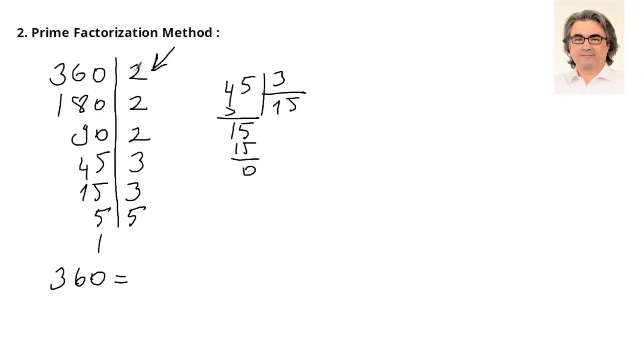360 is equal to 2 times 2 times 2. It means 2 to the power of third, times 3 times 3, 3 squared, times 5. Only 1 5. I don't need to write 1 as the exponent of 5. Without writing, it means it's 1. So this is the prime factorization of 360 by the prime factorization method. This is the general method. You may use it for any composite number to reach the prime factorization.